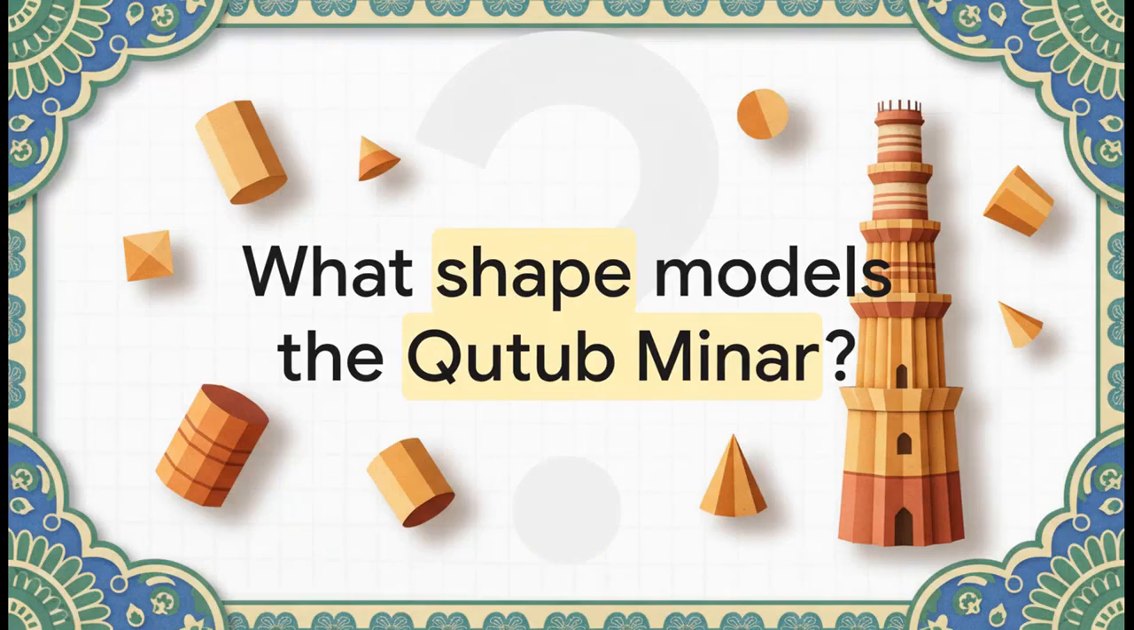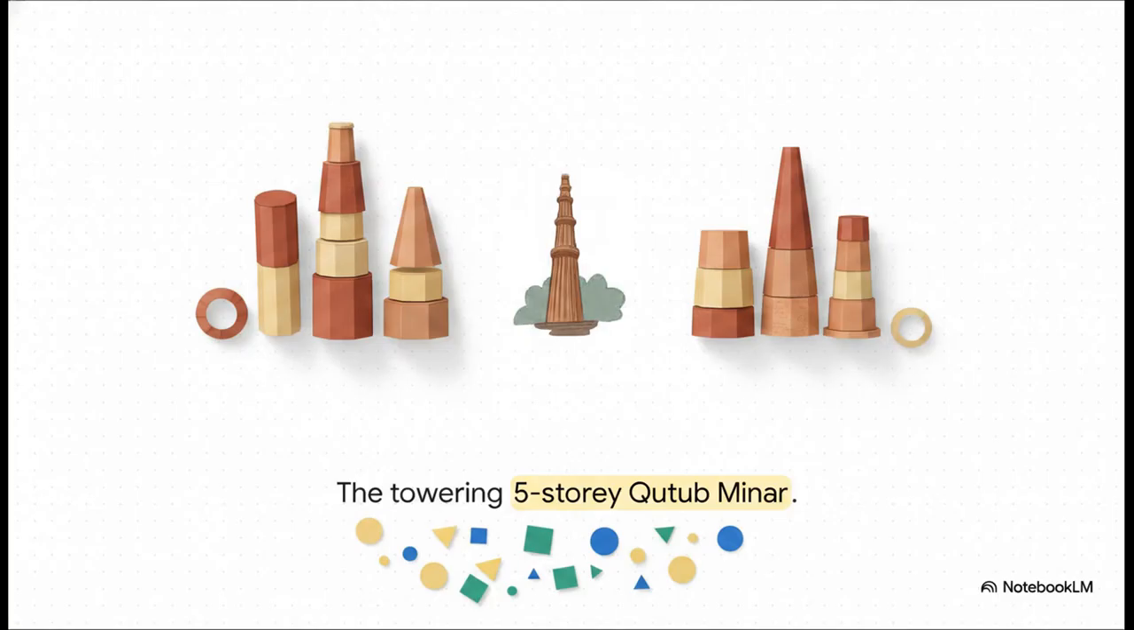Let's do a quick mental exercise and actually apply this block thinking to a real-world heritage site. I want you to think like a master builder for a second here. Imagine you're tasked with creating a model of the famous Qutb Minar in Delhi. What fundamental shape would you stack up to create a massive, towering 5-story heritage site? Think about its round, tapering profile. Well, if you guessed cylinders, or maybe tapering cones, you're spot on.